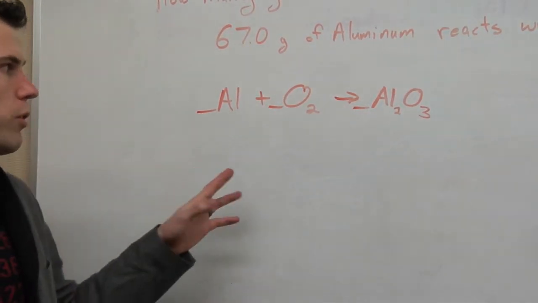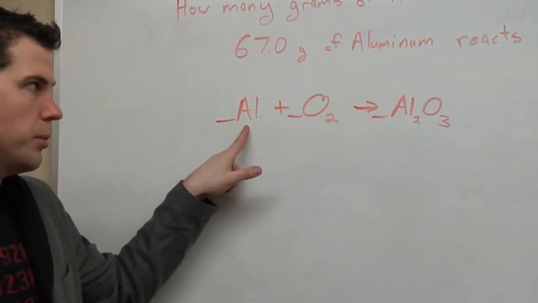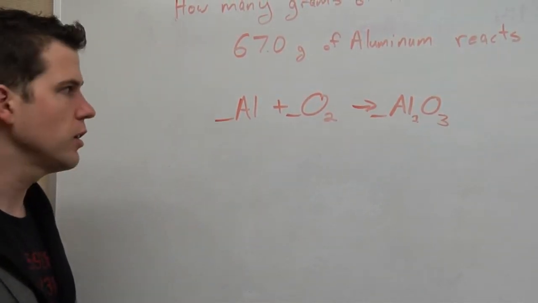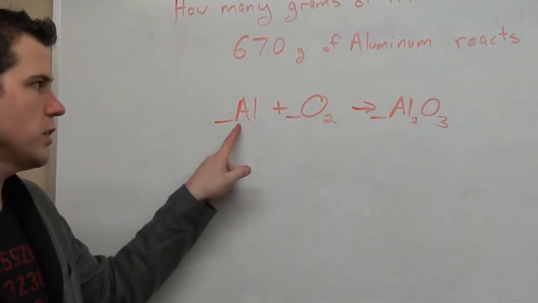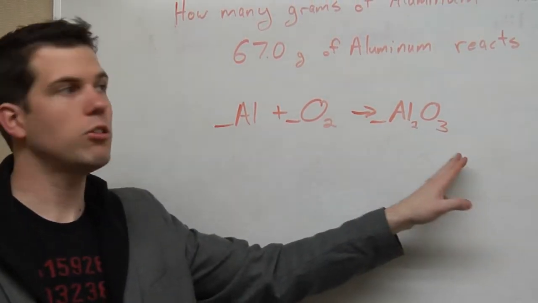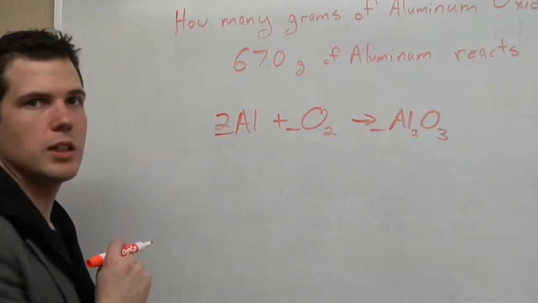So a quick review, start with the least complicated element, which is the one that shows up the fewest number of times on the left and right, and just pay attention to that one to make it balance. This left side of the arrow has 1 aluminum, the right side of the arrow has 2, so we can simply put a 2 right there.